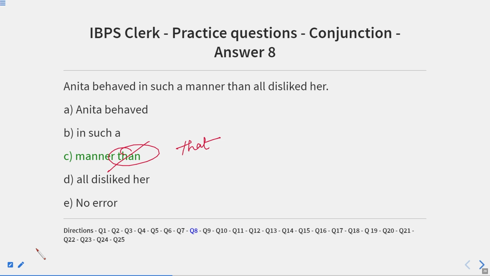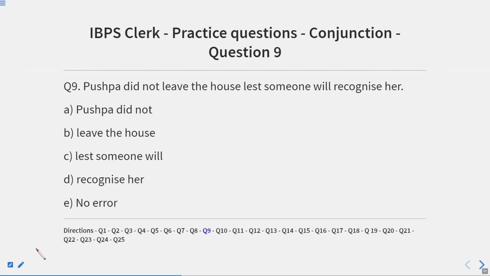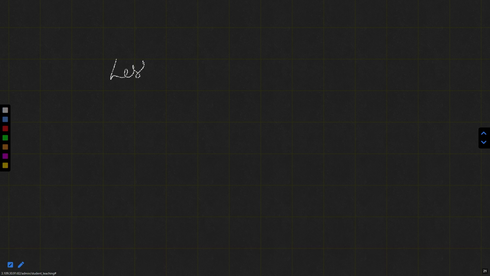Now let us move to the next question. Pushpa did not leave the house lest someone will recognize her. Again, here we have a word lest. Whenever we have the word lest, we can only make its pair with the word should. So, we have a pair conjunction again, that is lest and should.